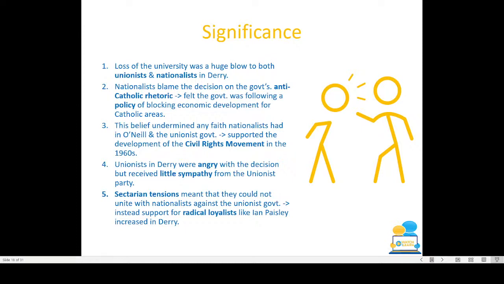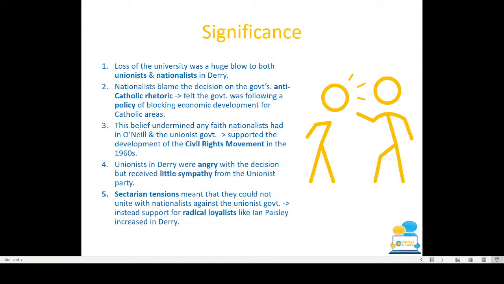And the sectarian tensions that were obviously evident in Derry meant that they could not unite with nationalists against the unionist government. And instead, what this did was increase support for radical loyalists. So Ian Paisley and the DUP gained a lot of support in Derry, as the unionists and the Protestants in Derry felt isolated from their own unionist government because they were losing out on the development of this third level institute in the area as well.